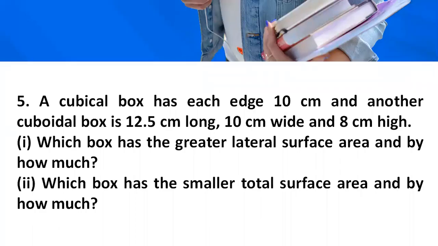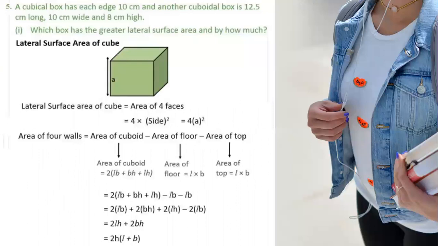Now let us see the fifth problem. A cubical box has each edge 10 centimeters and another cuboidal box is 12.5 centimeters long, 10 centimeters wide and 8 centimeters height. Which box has the greater lateral surface area and by how much? And which box has the smaller total surface area and by how much? So we are given a cubical box and a cuboid box, and first we need to find the lateral surface area of both the boxes.